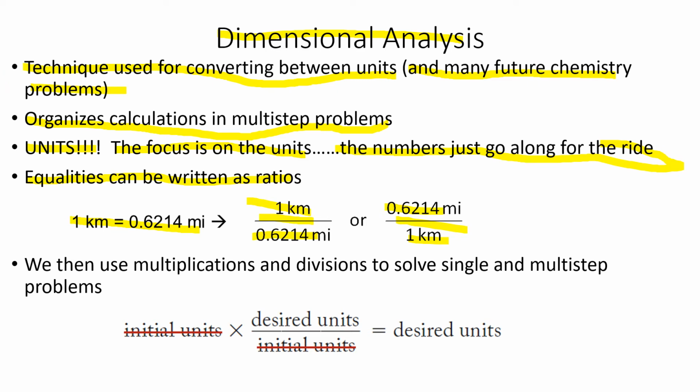And the basic idea is we then use multiplications and divisions to solve single and multi-step problems. We'll do some examples of this in a different video. But basically, it's where did we start at, our initial units, and then our desired unit. And what we're going to do is pick the ratio such that the initial units in a numerator and a denominator will cancel. So that's what the red strike through line means. And then we're going to be left with what we actually want. And in a different video, we'll do some examples of this.